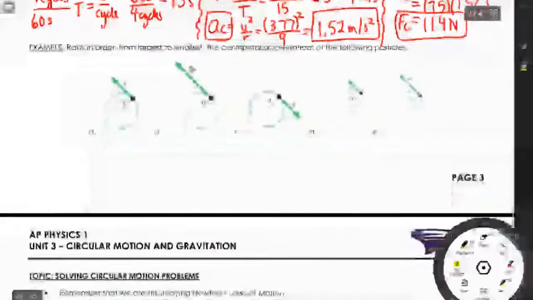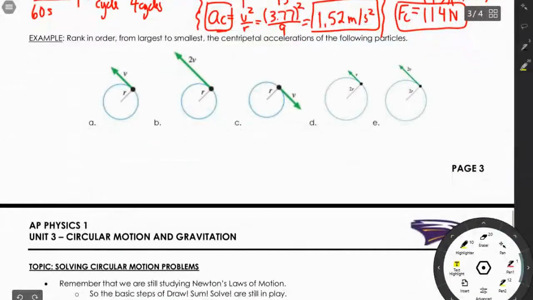Now, one thing that the AP Test is doing right now is ranking tasks, they're called, and so you're trying to determine how these would rank based on the information given. So you're going to rank these in order from largest to smallest, the centripetal accelerations of the following particles. Okay, so what you're going to do is really find a_c for each, and then what will happen is you'll get a number or a fraction times v squared over r, and you will rank them according to that.